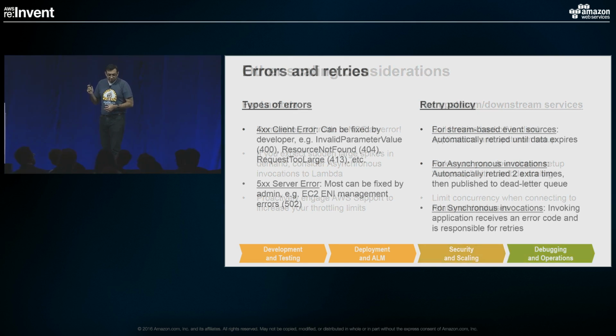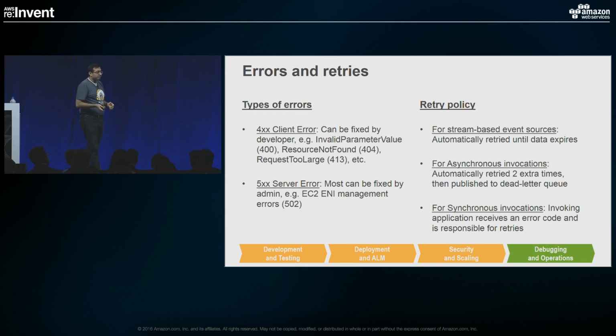The last thing I want to talk about is debugging and what you would do in that case. So let's talk about errors. What are the types of errors that you could get? If the function executes in the right way, you will get a 2xx type of response, a 200 or a 202 response. But if it fails, you could see a 4xx client error, which oftentimes can be fixed by the developer. These are often things like you're trying to invoke a function which doesn't exist, or the request payload is larger than 6 MB, and therefore I can't process it.